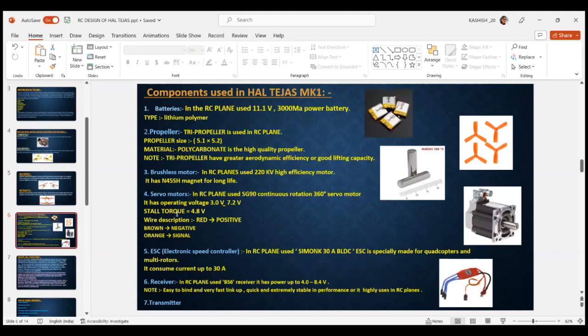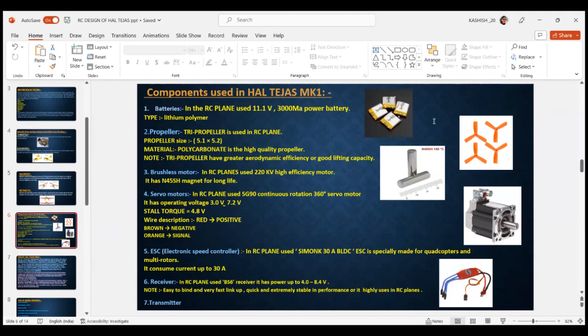Further, these are the components. I want to explain about the components that are used in the original Hindustan Aeronautics Limited Tejas Mk1. First, batteries. In the RC plane, they use an 11.1 volt, 3000 mAh power battery, and the type of the battery is lithium polymer. Here is the picture that you can see. It's the lithium polymer battery.